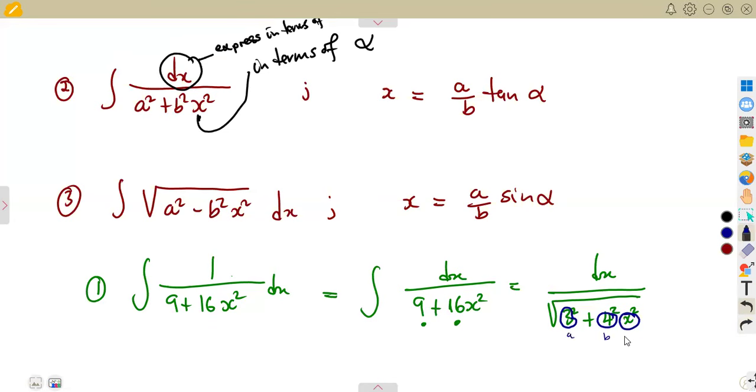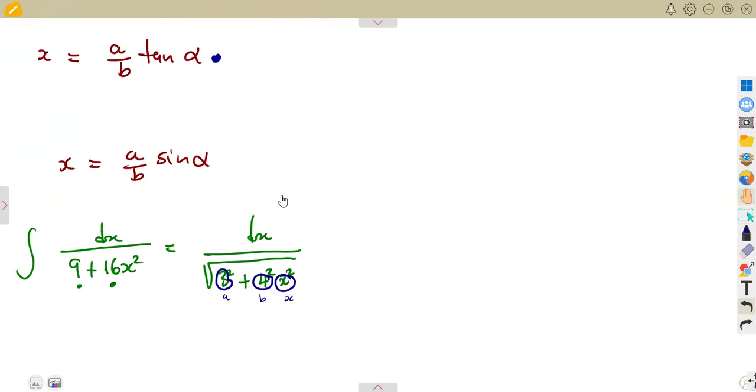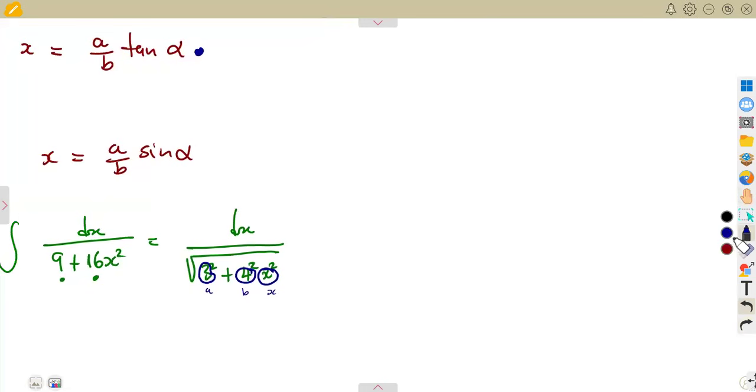So this is like a squared, b squared, x squared. So a is 3, b is 4, and x is just x, if you understand it that way. So the question is, what are we going to do? The substitution is supposed to be x is equal to a over b tan of alpha. So we are supposed to obtain x from this condition. Our x is given as a over b, our a is 3, our b is 4. So this is 3 over 4 tan of alpha.